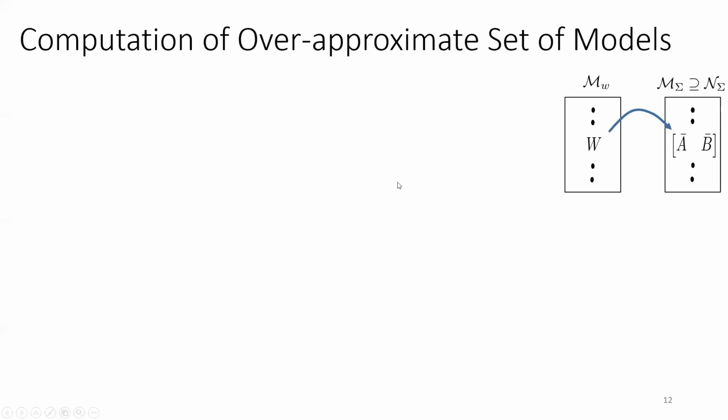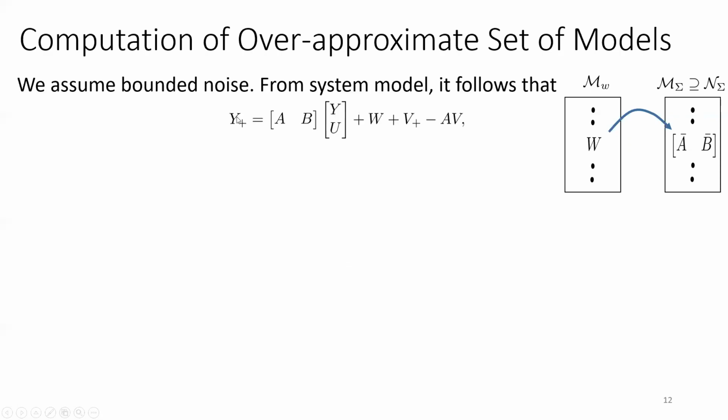First step is the computation of an over-approximate set of models. The idea is the following. We have a bounded noise, which is a matrix zonotope that contains all the noise matrices, and we move along all the possible values of the noise and compute a corresponding set that has all the possible values of the model and will over-approximate the defined set of models. So we will have from the system model the data and the noise as shown here.